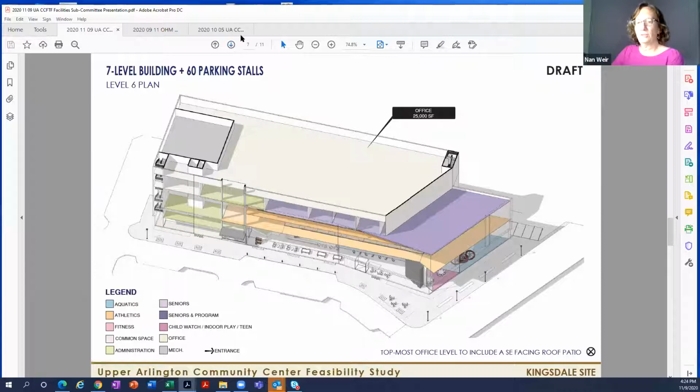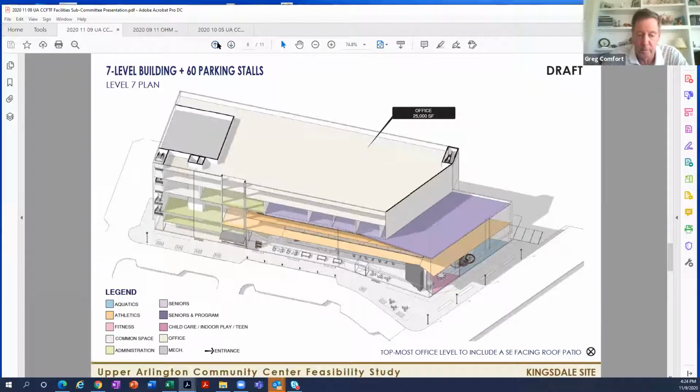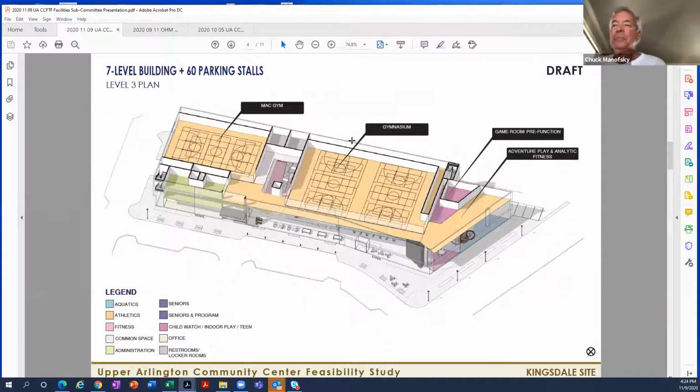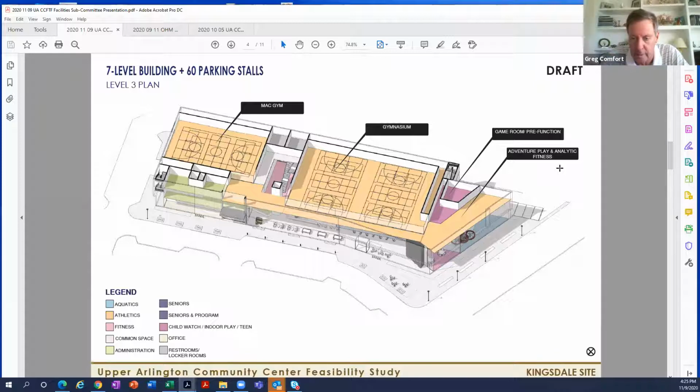So any other questions or comments about the plans before we move on to the budget? Can you go to where the esports and the, I forget what you call it, ninja sports or whatever that's called again? We don't know exactly what it'll be, but Adventure play and analytical fitness. Got it. That's a 2-story space or 1-story space?